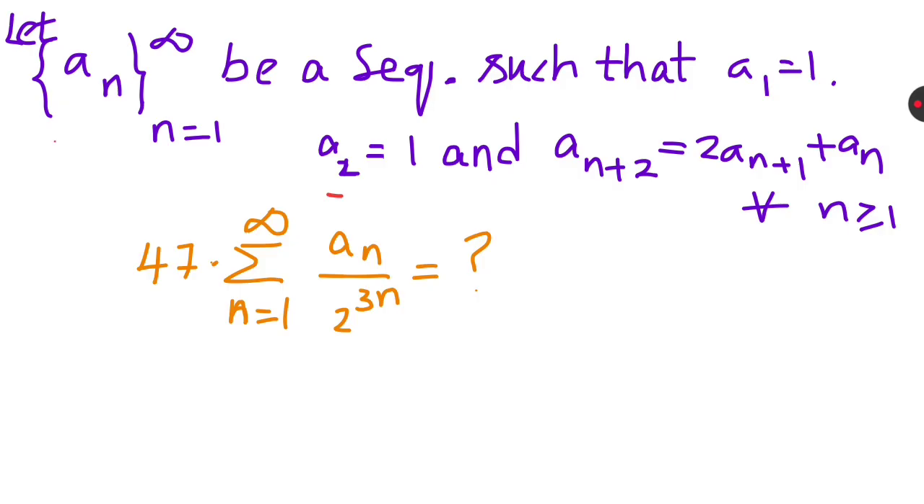We have a sequence defined as a1 equal to 1, a2 equal to 1 and a(n+2) equal to 2a(n+1) plus an, and we need to find 47 times summation n equal to 1 to infinity an over 2 raised to the power of 3n.